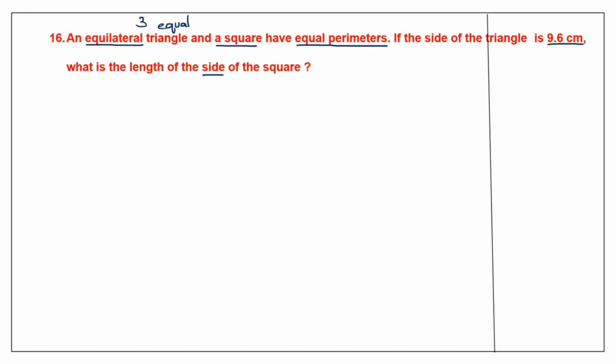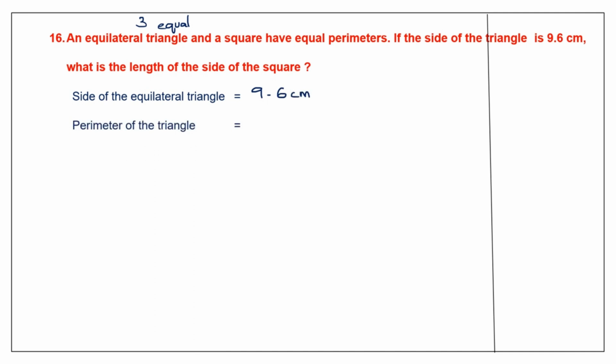So only one measurement is given. We're going to use that to find the length of the side of the square. The side of the equilateral triangle is given to us as 9.6 centimeters. Now let's find the perimeter of this triangle. Because it has 3 equal sides, the perimeter will be 3 into side, which is 3 into 9.6 centimeters.